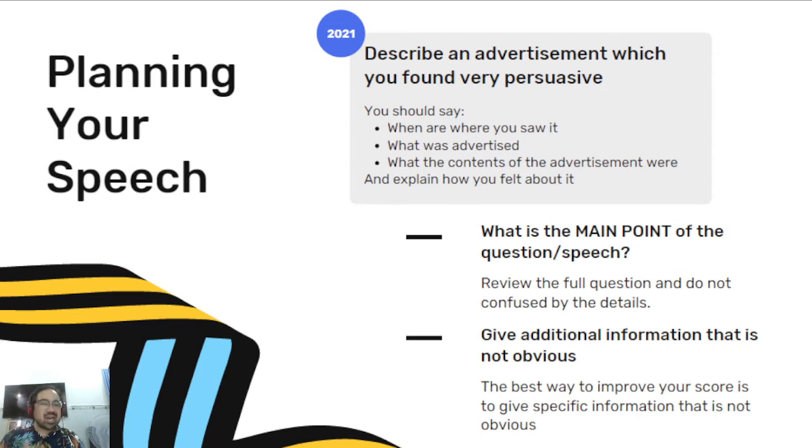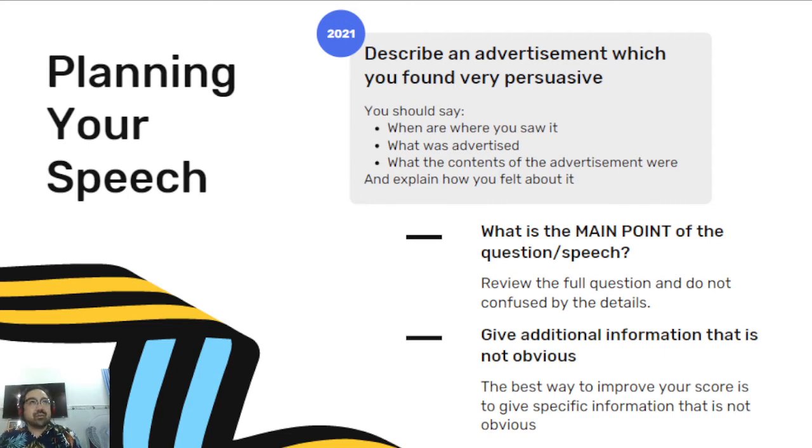You want to be able to talk about these things. You want to show that you know some vocabulary. It's your topic, it's what you're excited about talking about. So give some great information. Give things that are not obvious.